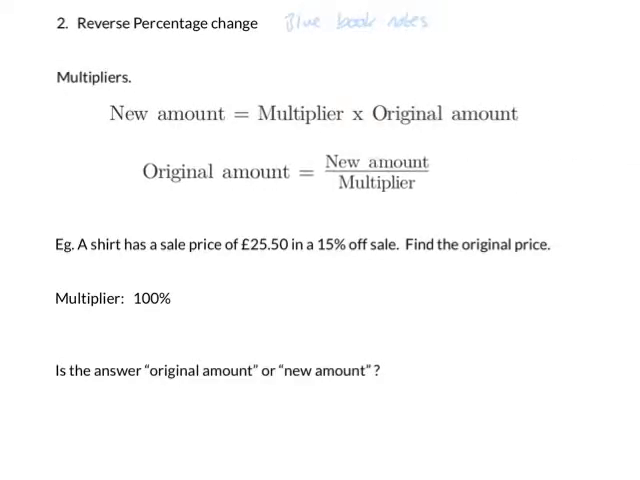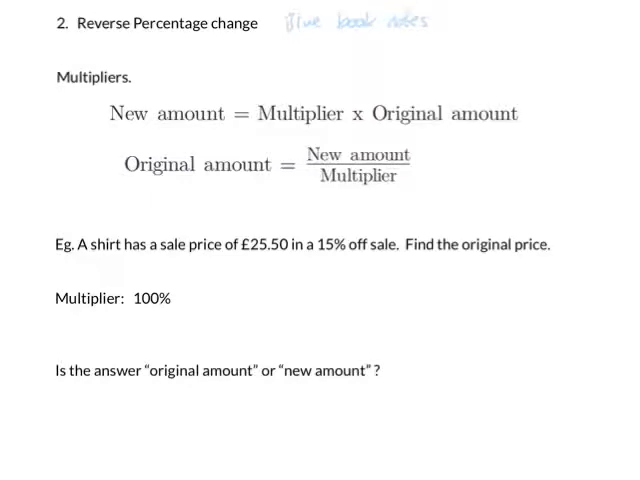And the new amount and the original amount are two amounts of something before and after a percentage change. I'd like you to write down the example, those two sentences, and we're going to attempt this example starting by finding out what the multiplier is.